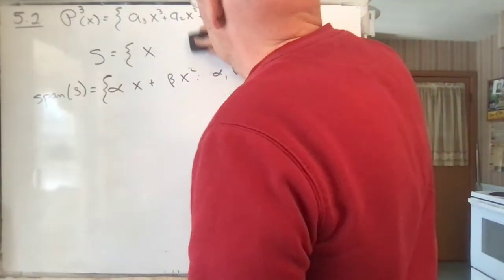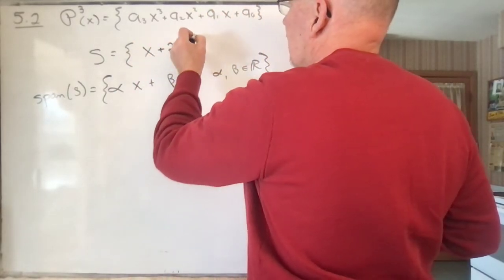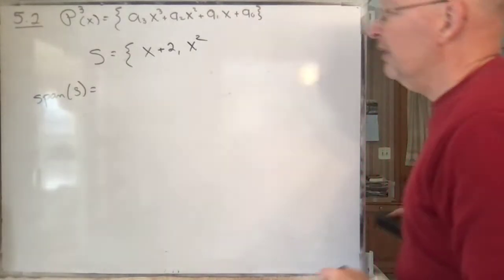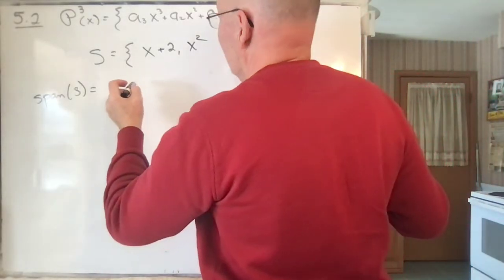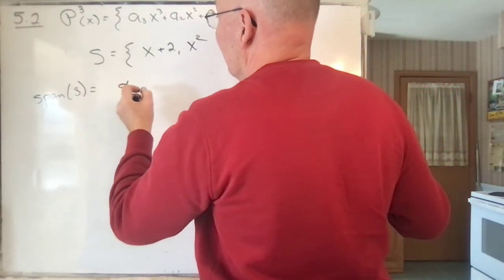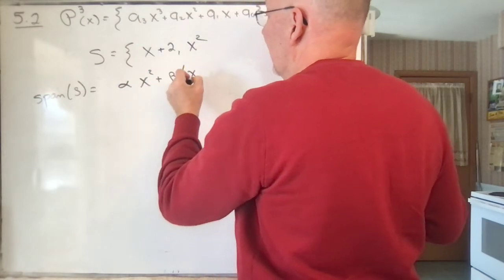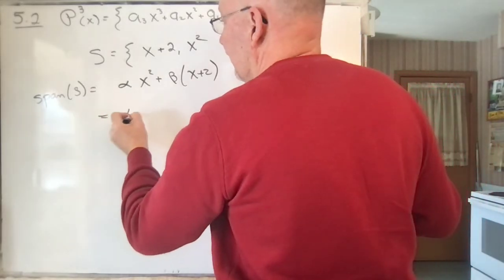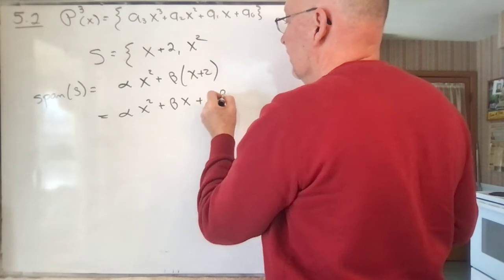Agreed? So there's one. Let's try another one. Suppose these were my two vectors. What would be the span of that? I take all linear combinations of that, and it's going to be something of the form alpha times x squared plus beta times x plus 2. So it's going to look like alpha x squared plus beta x plus 2 beta.